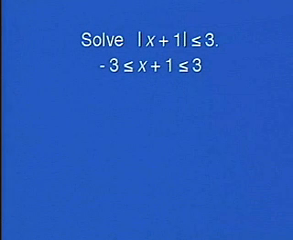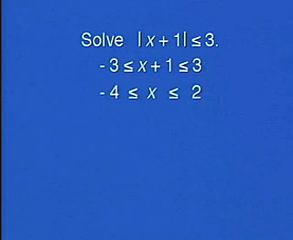properties to an inequality. We want to solve the absolute value of x plus 1 is less than or equal to 3. Now this is telling us that x plus 1 must be between negative 3 and positive 3. And that's from our first property. Now we can finally solve this problem by subtracting 1 from each of the 3 parts, giving us that x is greater than or equal to negative 4 and less than or equal to 2.